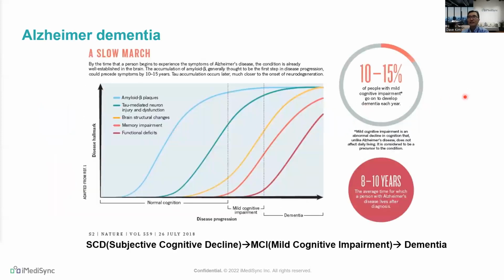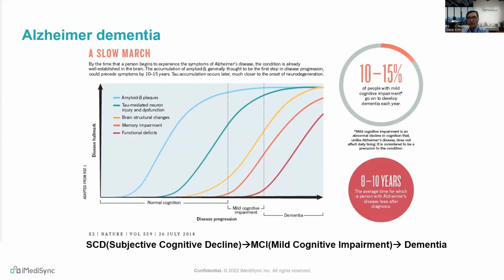In the third example, I'd like to introduce the Alzheimer case. Before going to the case, I'd like to give a brief review of Alzheimer dementia. This figure shows the slow march of Alzheimer dementia. Alzheimer dementia develops very slowly.